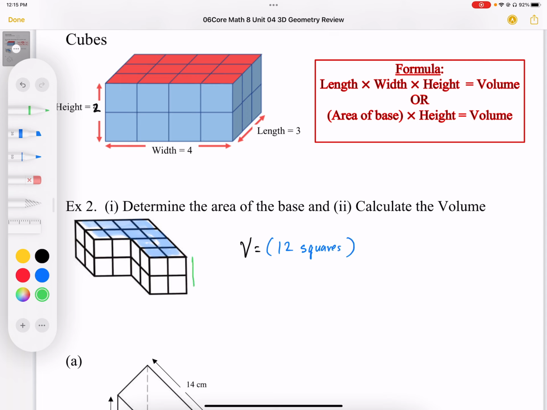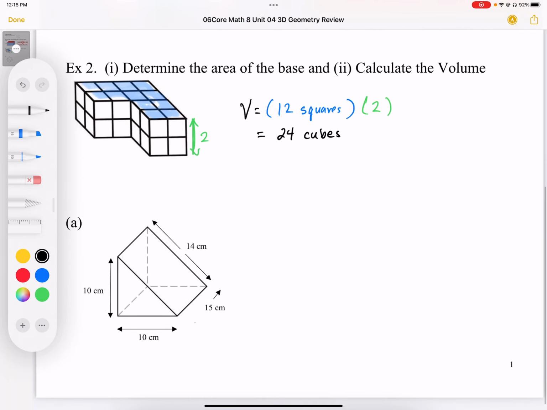And then we're going to give those squares some thickness to make them cubes. And so we have the thickness of 2. So we're going to multiply that by a length of 2. And that's going to give us a volume of 24. The shape is no longer squares, but they're going to be 24 cubes. And there's 24 cubes in that object.